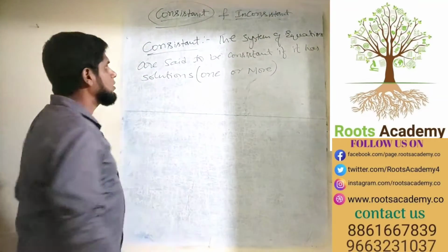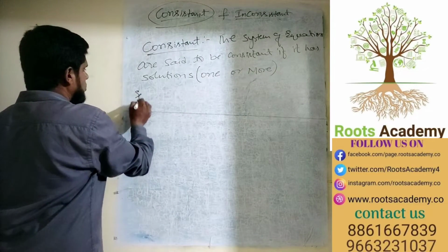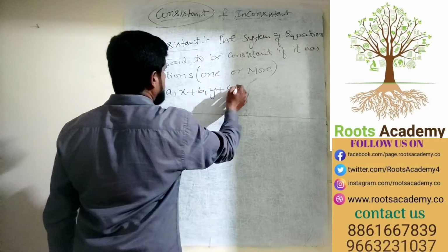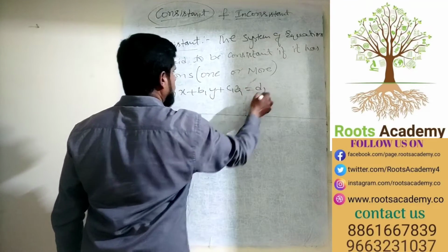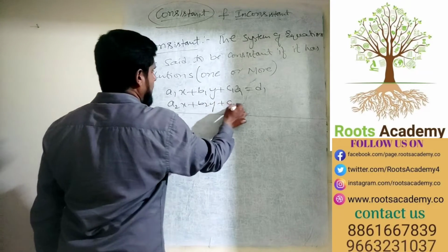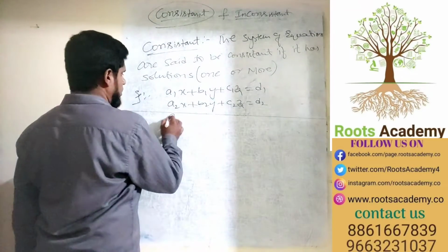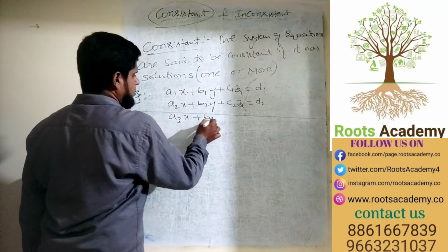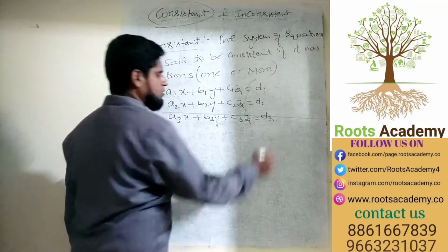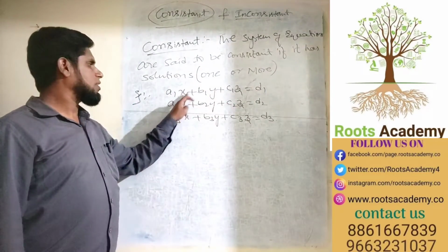Next, some examples I'll take here. The equations are a1x plus b1y plus c1z is equal to d1, a2x plus b2y plus c2z is equal to d2, and a3x plus b3y plus c3z is equal to d3. So this kind of 3 equations you will get if there are 3 variables.